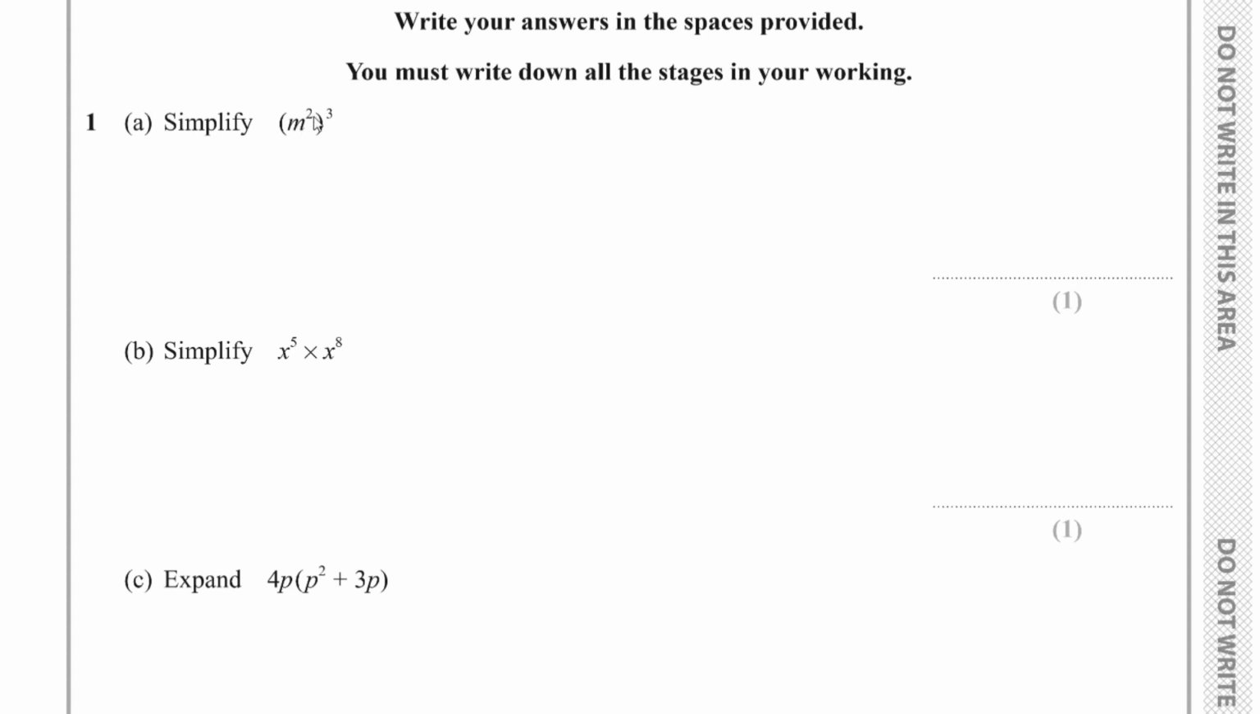Well, here we have a power raised to another power, so we would multiply the powers. So we would have m to the power of 2 times by 3, leaving us with m to the 6.